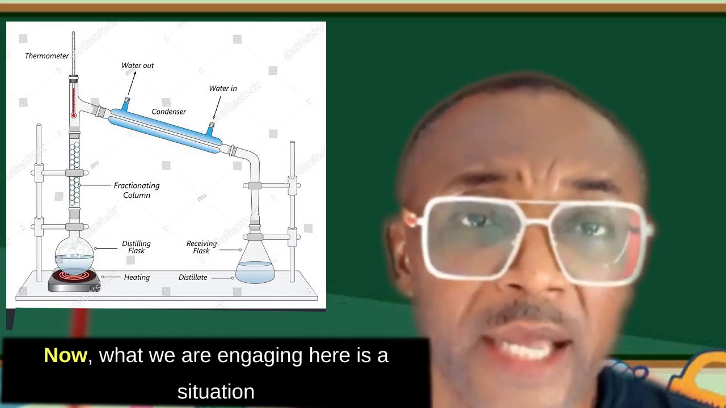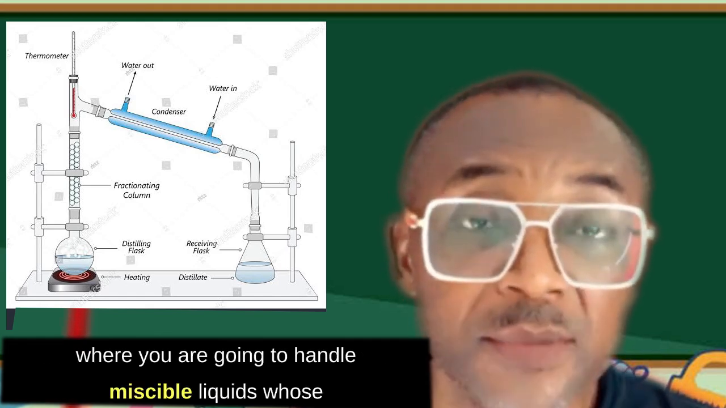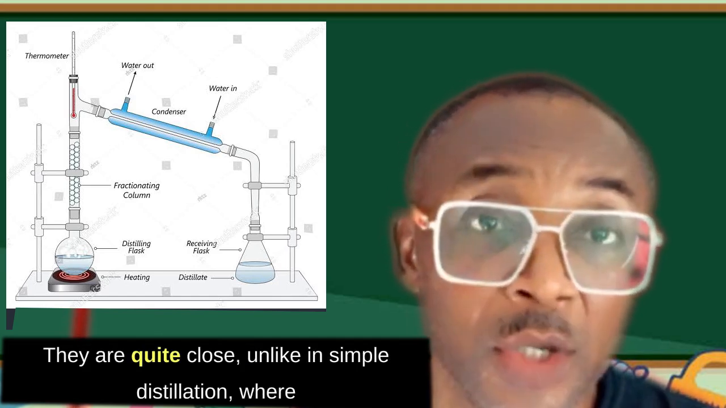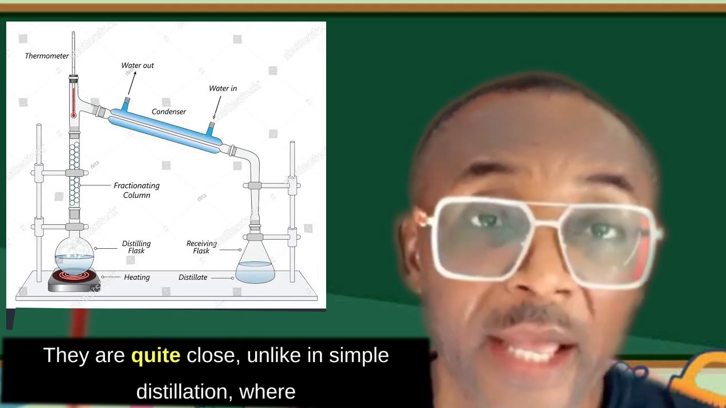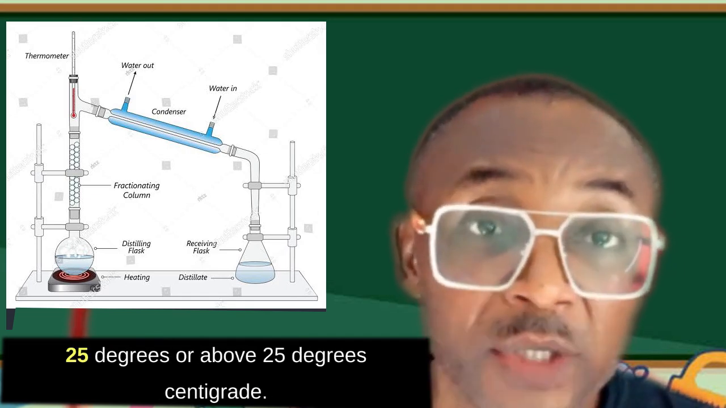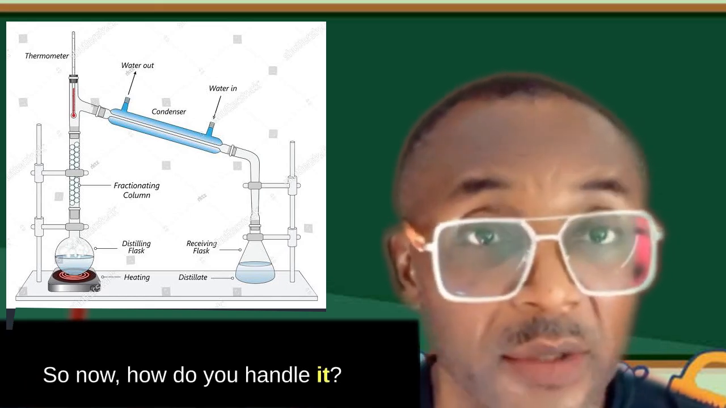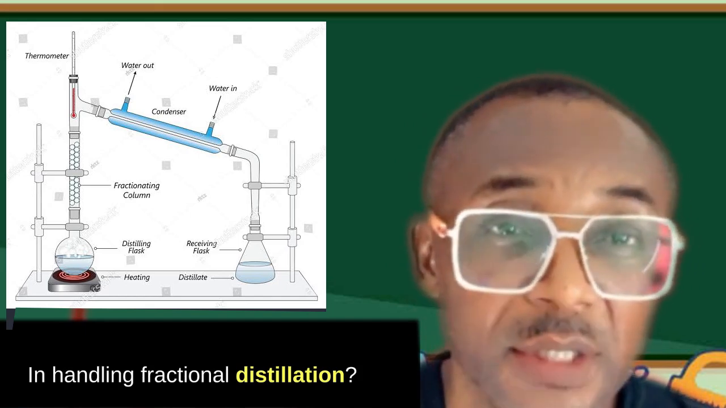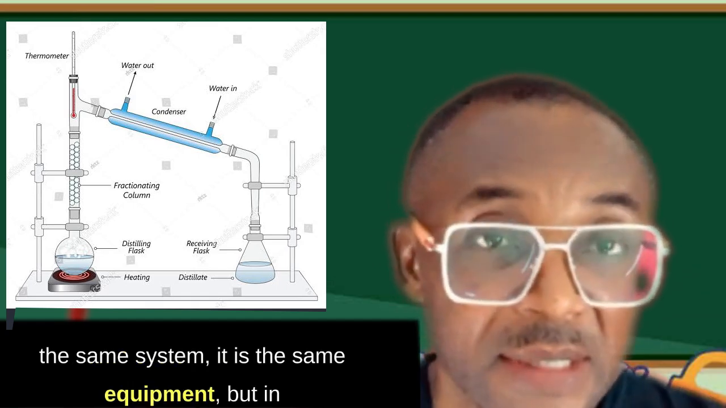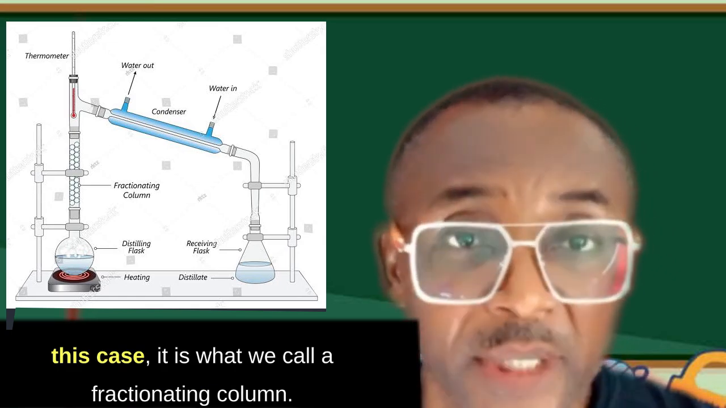Now, what we are engaging here is a situation where you are going to handle mixable liquids whose boiling points are quite close to each other. Unlike in simple distillation, where the differences in their boiling points should be around 25 degrees centigrade or above. So now, how do you handle it? The important thing here is to understand that it is the same system, the same equipment, but in this case, it has what we call a fractionating column.